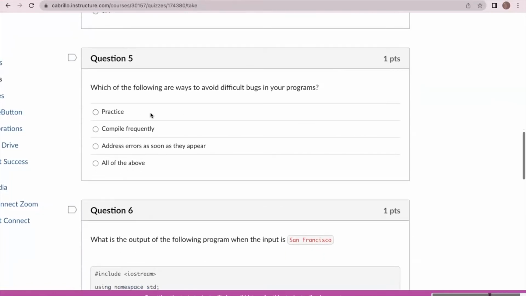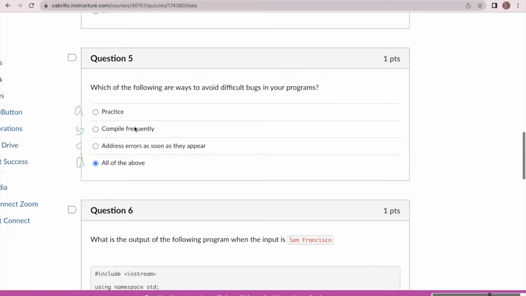Okay, which of the following are ways to avoid bugs in your programs? A, B, C, and D, and yes, there we go. Yes, the correct answer is D. All of these are very good programming practices. The more you practice, the less mistakes you'll make, so that's always good. Compiling frequently is very, very important, especially when you're new to programming.